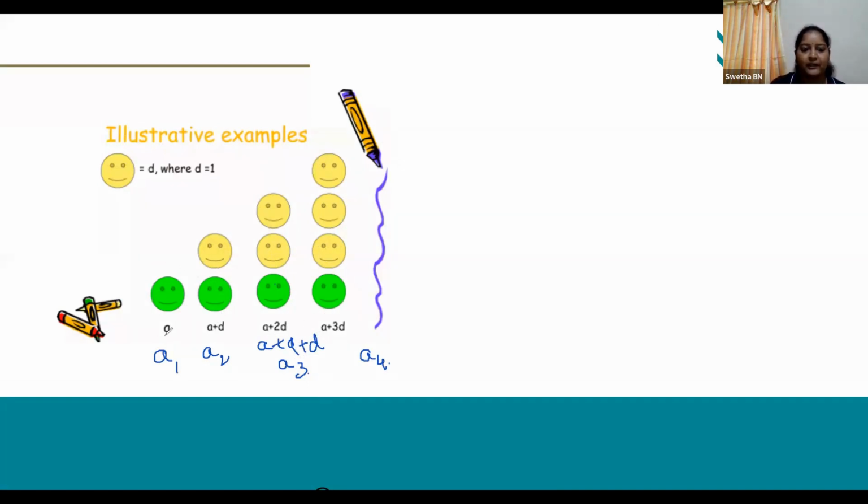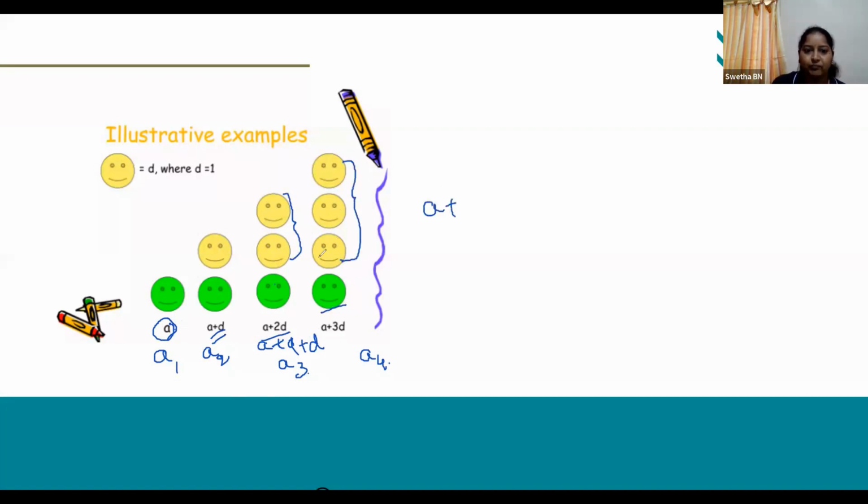Okay. See how to write this. The first term is A. There is no D term, that is only A. And the second term A2 is equal to A plus D. And the third term is A plus 2D. And the fourth term is A plus 3D.